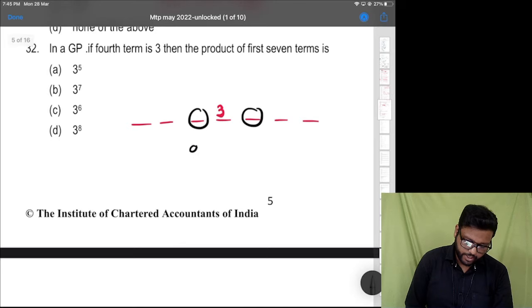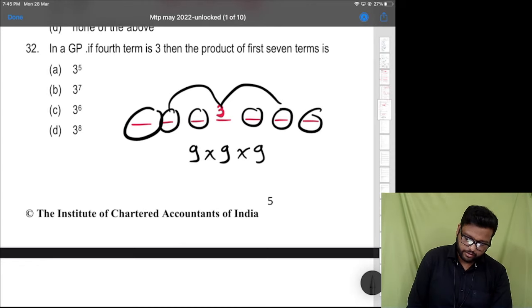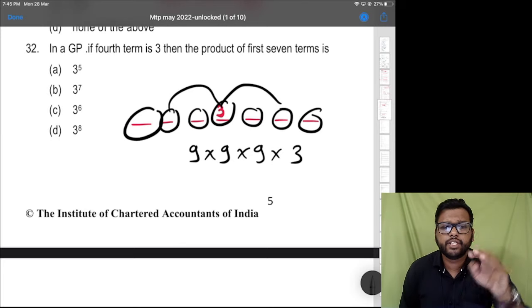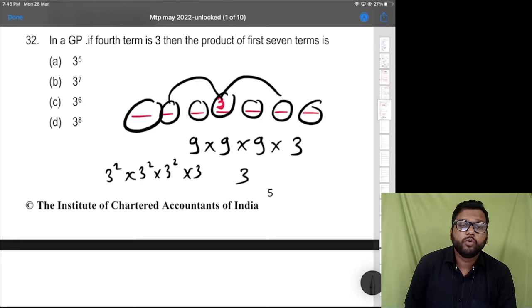Similarly, this into this will be 9. Then again this into this will also be 9, because their middle term is also 3. This into this will also be 9, and this middle term is 3. So they are asking the product of the first 7 terms, that is going to be 9 into 9 into 9 into 3, or 3 square into 3 square into 3 square into 3, or 3 raised to 2 plus 2 plus 2 plus 1, that is 3 to the 7. B is the correct answer.